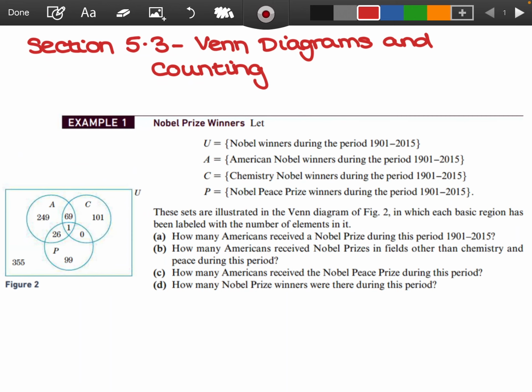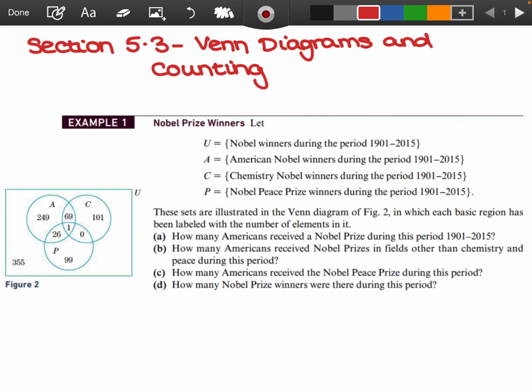We're looking at Nobel Prize winners. They've told you that the universal set of people that we are looking at is Nobel Prize winners during the period 1901 to 2015. And then they've got three different subsets from that universal set. The first one is any American Nobel Prize winners, so they could have won any one of the Nobel Prizes, but it's just the ones that are American. Then they've got anyone of any nationality that won the chemistry Nobel Prize. And then they finally got the subset of people that won the Nobel Peace Prize.